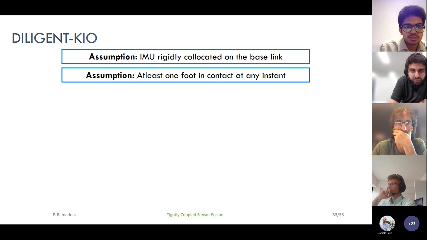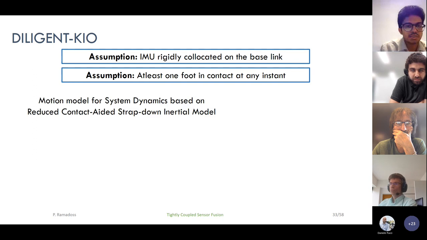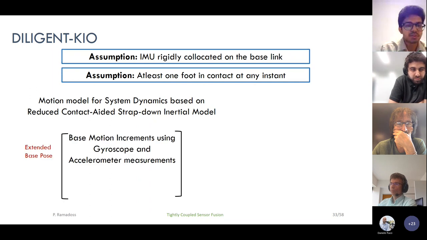Recalling the assumptions that the IMU is rigidly attached to the base link of the robot and at least one foot is in contact at any time instant, a reduced model can be used as a motion model, which relies on the strap-down inertial model that computes the base pose evolution using motion increments coming from the gyroscope and accelerometer measurements.